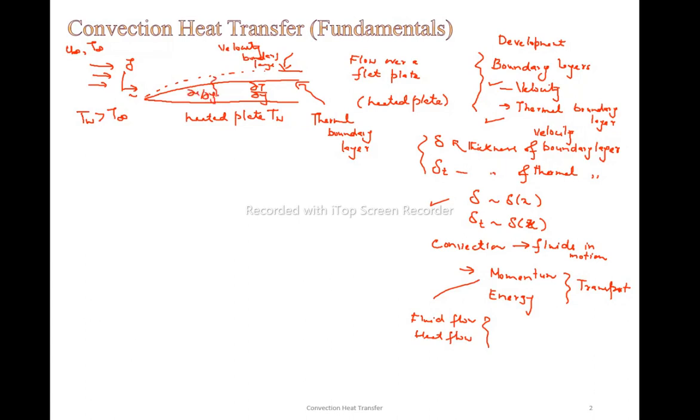So in a nutshell, you'll see that this momentum transport and energy transport is governed by the zones which exist close to the wall. They comprise your thermal boundary layer and velocity boundary layer. You should know what actually happens in these zones. Everything in convection heat transfer depends on the behavior in these zones. That's why I was telling you, we are building up on what we have studied.